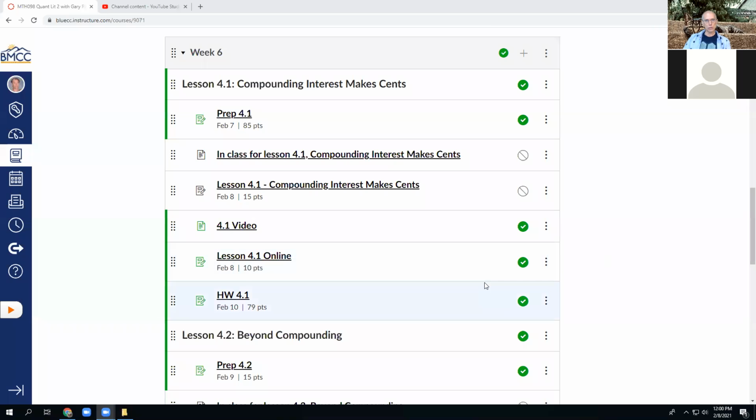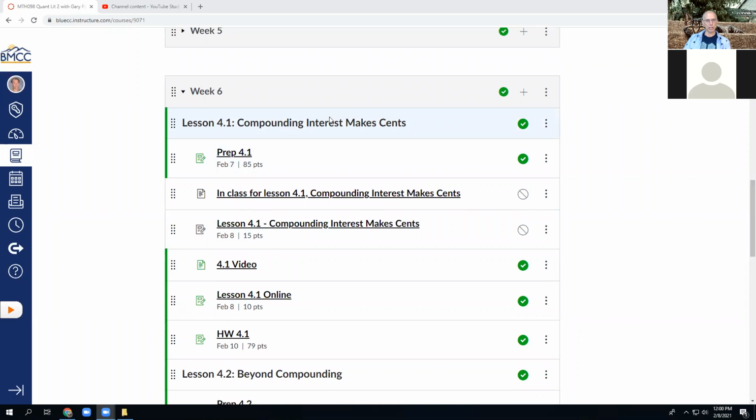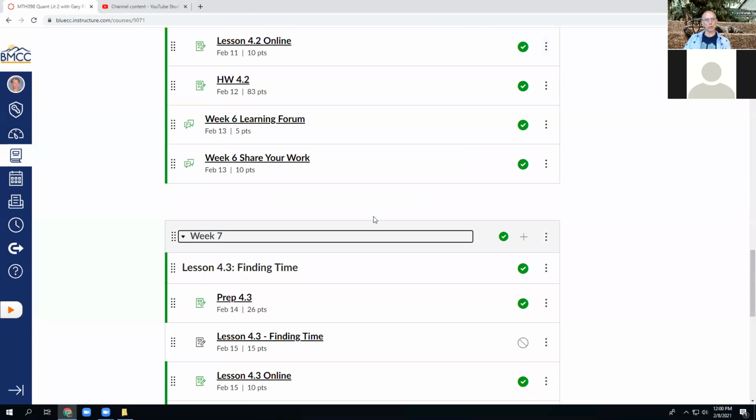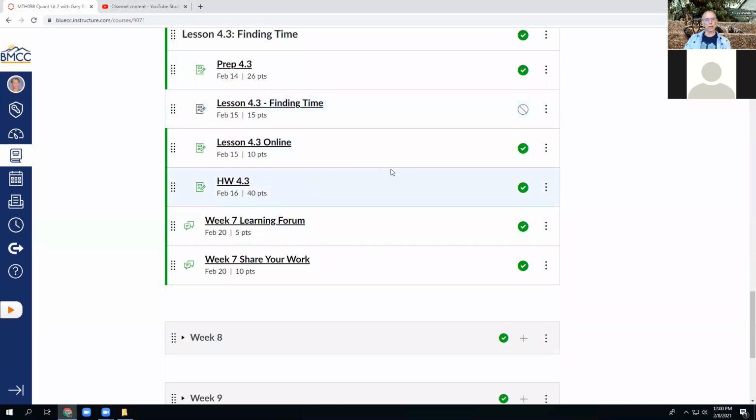All right, so this week we are moving on to Module 4, and we're going to start off with playing with compound interest. That's going to take us a couple of sections to get going into next week.